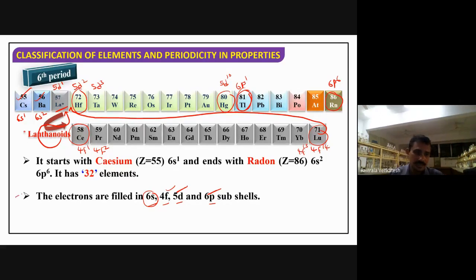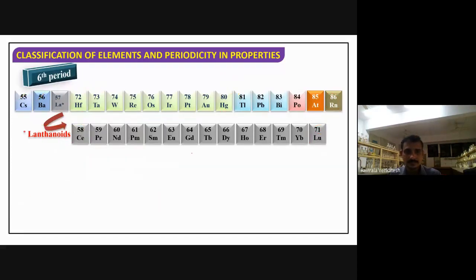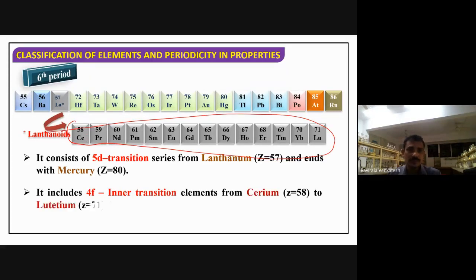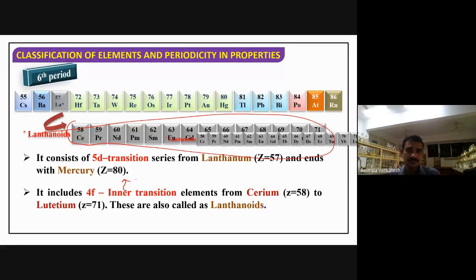This is important. If you know this, you can write this very easily. And finally, it contains the 5d transition series, lanthanum to mercury. I already told you about these elements, and they are also called inner transition elements. Everything we have already completed.